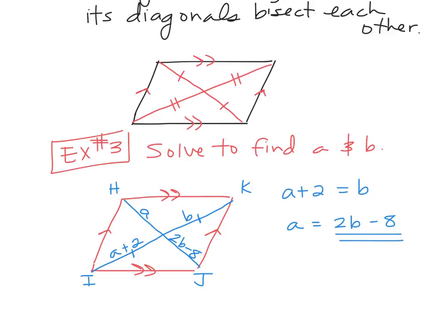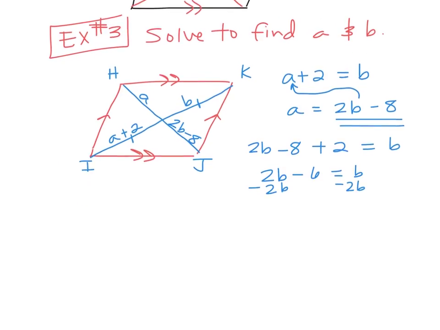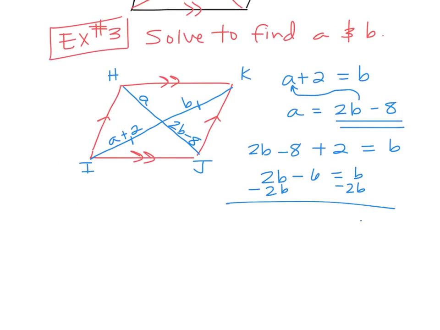This is our A, right? We're going to plug that in right here. So it's going to be 2B minus 8 plus 2 equals B. Okay, so then you just simplify. Negative 8 plus 2, so 2B minus 6 equals B. I'm going to take away the 2B to keep my 6 over there. What's B minus 2B? Negative B. Negative 1B. If you want to put the 1 in, you can. So negative B equals negative 6. Divide by negative 1. So B is 6.